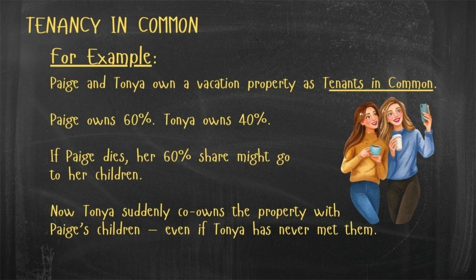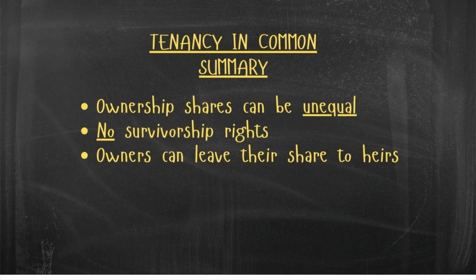Let me give you an example. Let's say Paige and Tanya own a vacation property as tenants in common. Paige owns 60%. Tanya owns 40%. If Paige dies, her 60% share might go to her children. Now Tanya suddenly co-owns the property with Paige's children, even if Tanya has never met them. That can create complicated situations for sure. Here is a quick student summary for tenancy in common. Ownership shares can be unequal, no survivorship rights, and owners can leave their share to heirs.